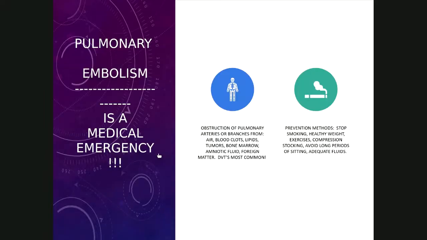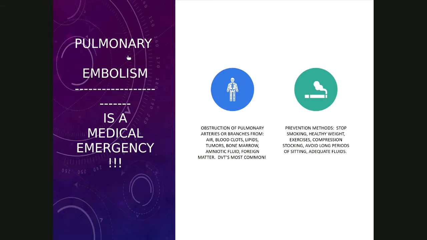So now we're coming into pulmonary embolism. Pulmonary embolism is a medical emergency. Usually, a pulmonary embolism is an obstruction in the pulmonary artery or branches due to air, blood clots, lipids, tumor, bone marrow, amniotic fluid, foreign matter, and DVTs are the most common cause, okay?